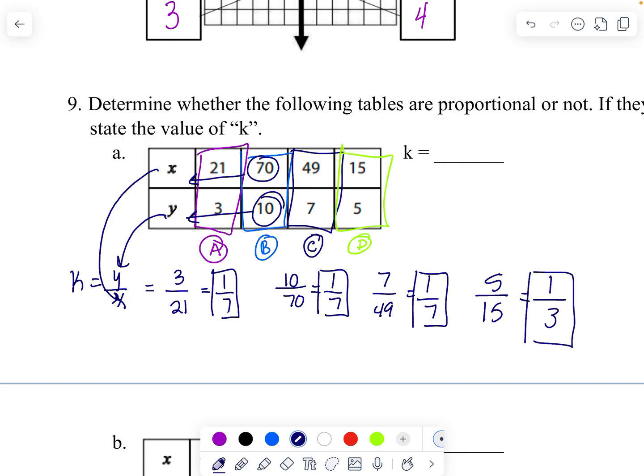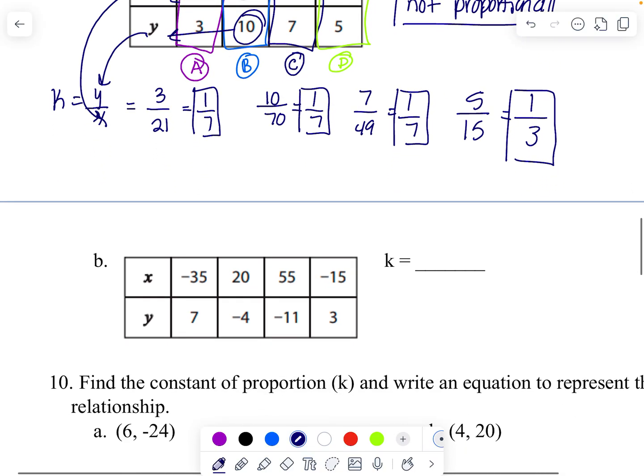So it looked like we were getting the same number every time until I got to the very last step, which is giving me a different number. So unfortunately, this cannot be proportional. So there's no k. This is not proportional. So this is a very important example to show you that you have to go and check every single point to determine whether it's proportional. Don't be fooled if they just start to get the same number a few times. Go until the very end.